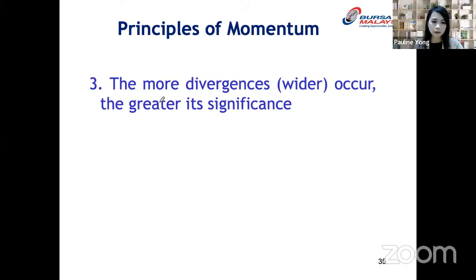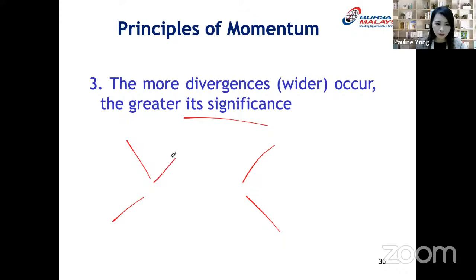The next principle is that the wider the divergence, the more significant it is. If you see that the divergence is huge, then the rebound is even stronger, and the fall will be an even bigger fall. So the wider the divergence, the magnitude, the bigger the price impact will be.